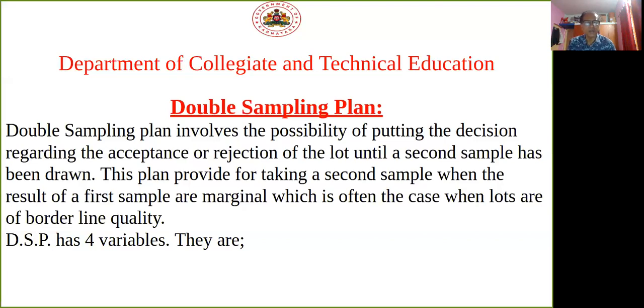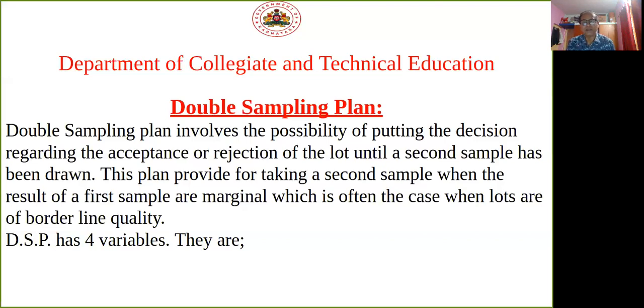So the double sampling plan has four variables. Once again, a double sampling plan involves the possibility of putting off the decision regarding the acceptance or rejection of the lot until the second sample has been drawn.